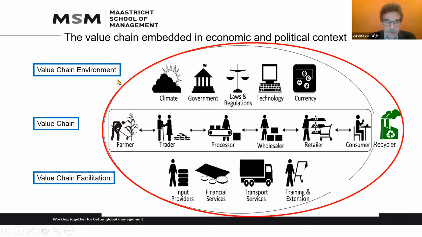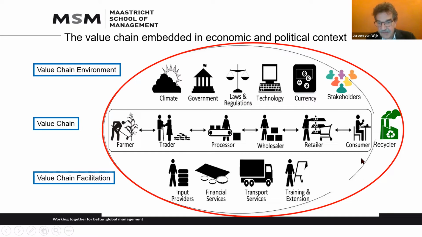What you can see is that we have 3 sectors here. We have the value chain, the value chain facilitation, and the value chain environment. So we use a very holistic concept here. We don't only discuss the private sector activities, but we also do that in the context of the environment: in terms of climate issues, what is the government doing? The government is extremely important in value chain analysis and in value chain development. We talk about technology, currencies, and other stakeholders like NGOs or communities.